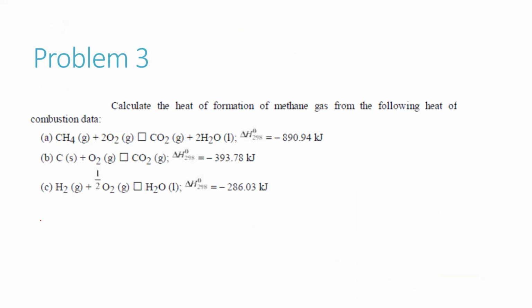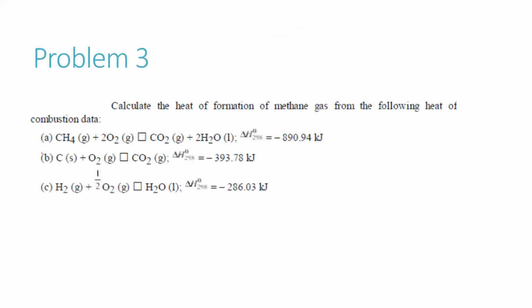Now, first of all, we have to identify our aim equation. It's the heat of formation of methane: carbon plus 2 hydrogen, carbon solid, hydrogen gas, gives us CH4. This is the aim equation. Remember, we have to find the heat of formation, so this should have the coefficient as 1, and we have to find this H.